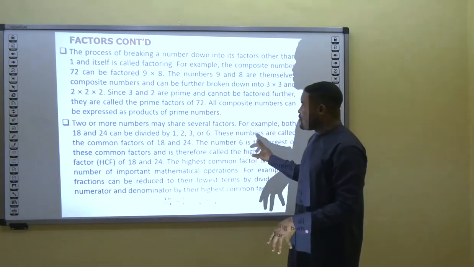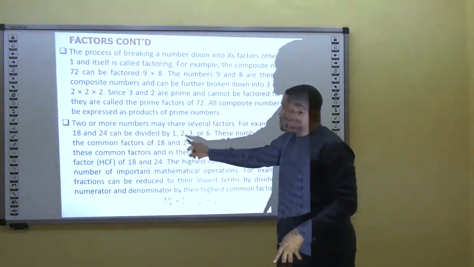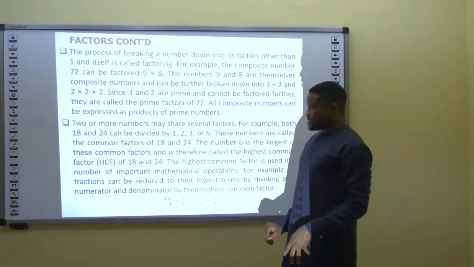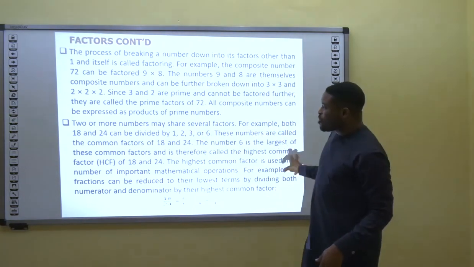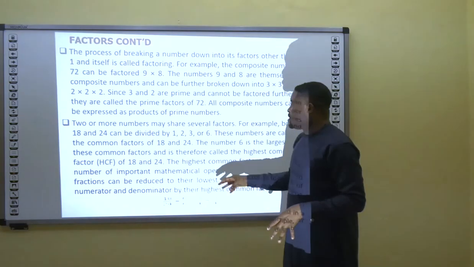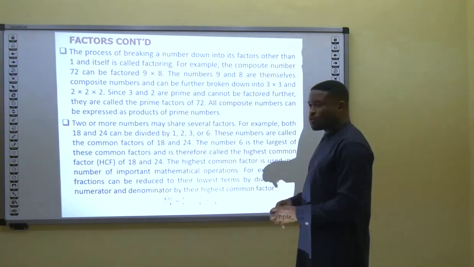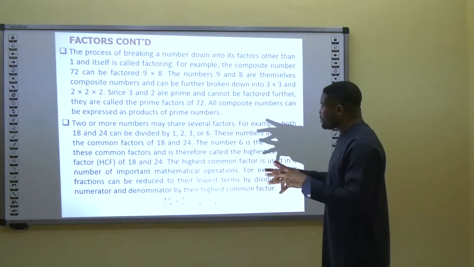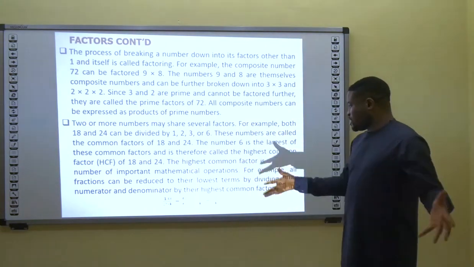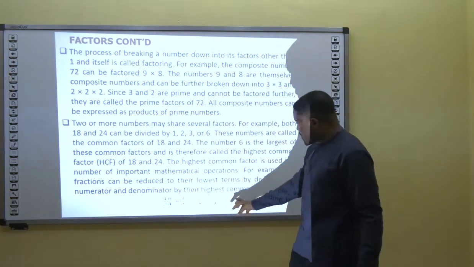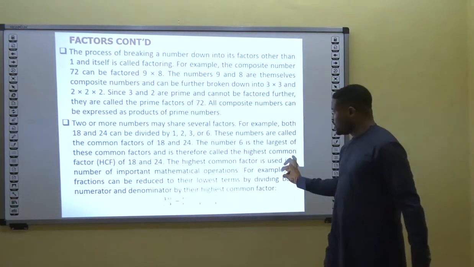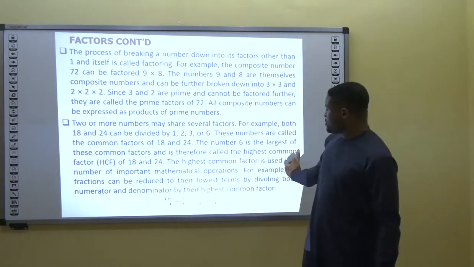For example, 18 and 24 can be divided by 1, 2, 3, and 6. So these numbers are called common factors because they are all divisible by 1, 2, 3, and 6. So they become common factors instead of a common factor because there are plenty of them. Mathematically, you can see how it's represented in this equation.